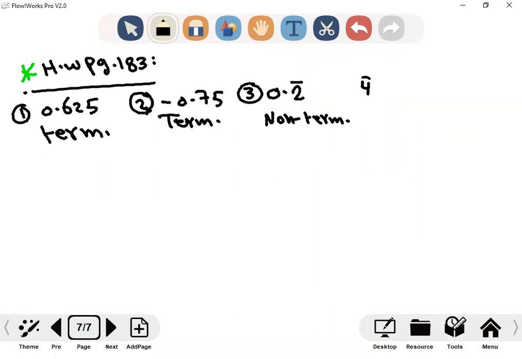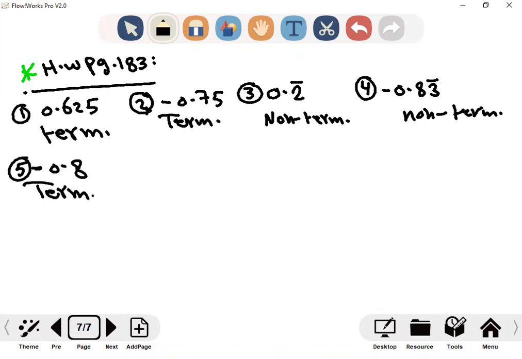Question 4, -0.83, and the 3 is repeated, so it is non-terminating. Question 5, -0.8, it is terminating. Question 6, 0.46, it is terminating, right?